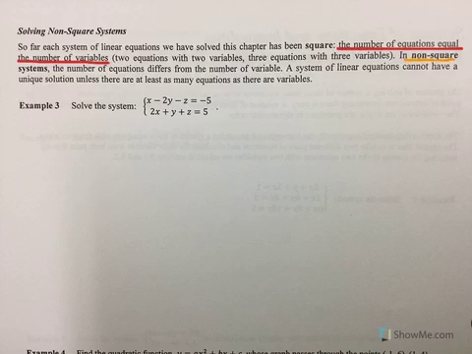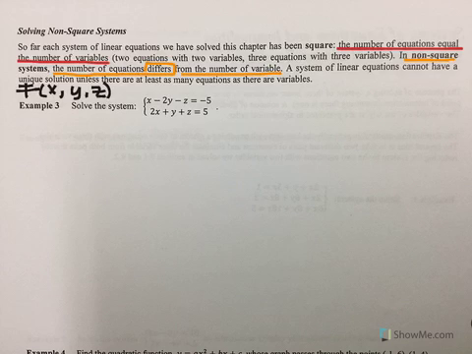Okay, in a non-square system, the number of equations differs from the number of variables. So these systems are not going to have a unique solution, right? In other words, we're not going to get x, y, z. Instead, we're going to get just some information that tells us the relationship between the variables.